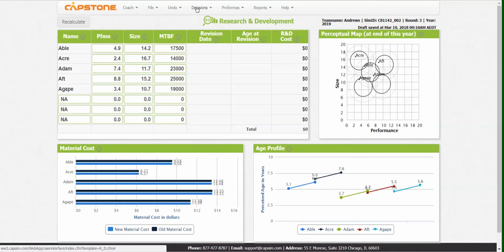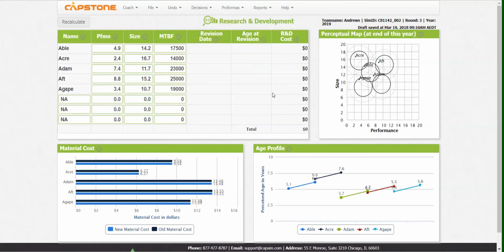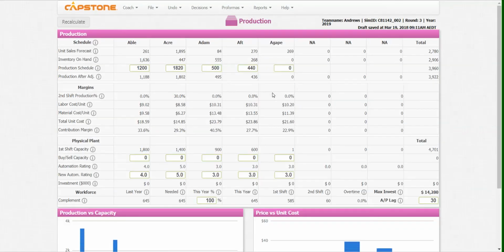But we're interested in having a look at Gape. So let's go and have a look at production. And we can see I've got no inventory left. I've sold all the inventory, which is fantastic. I've still got that one unit there. So what I might do now is just tidy it up. I've done everything I wanted to do.